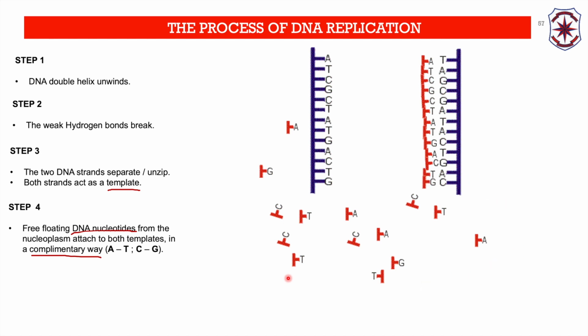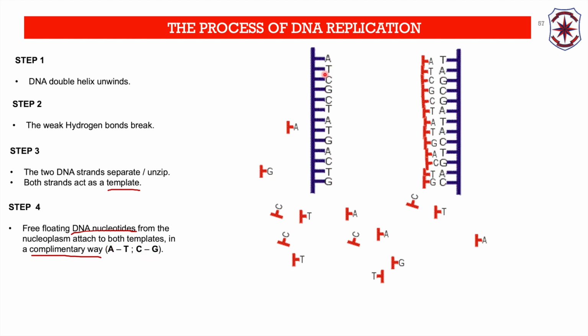What do we mean in a complementary way? A will bond with T, or will be complementary to T. G will be complementary to C. That is complementary base pairing in DNA.